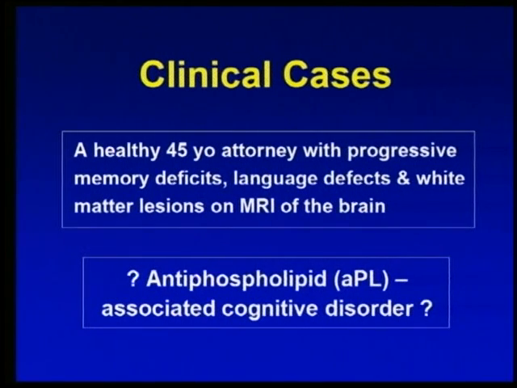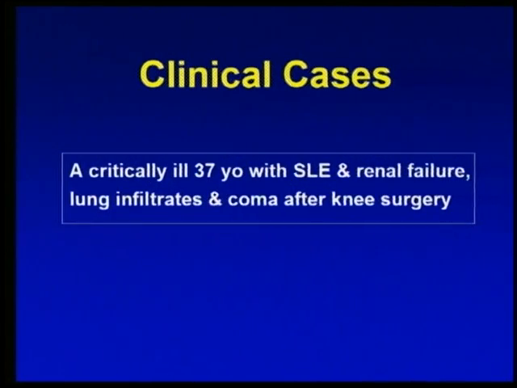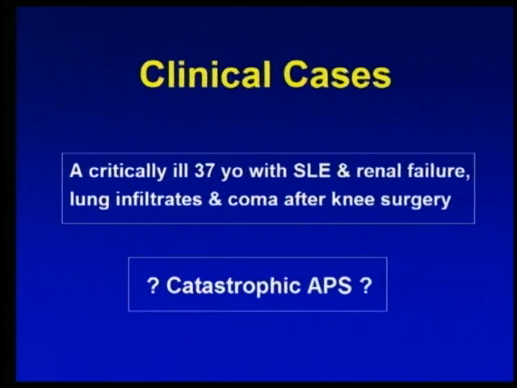Our 45-year-old attorney who has memory deficits and language problems with those white matter lesions on the MRI might have an antiphospholipid-associated cognitive disorder. And then our critically ill patient with lupus who now is doing quite poorly in the intensive care unit after knee surgery might have what we call catastrophic antiphospholipid syndrome. So what is antiphospholipid syndrome?